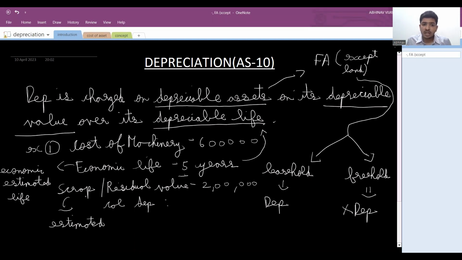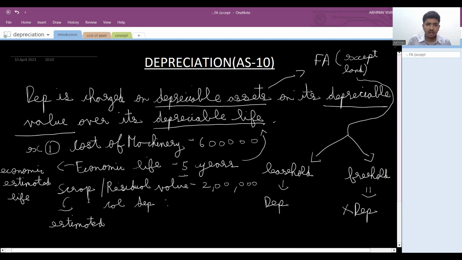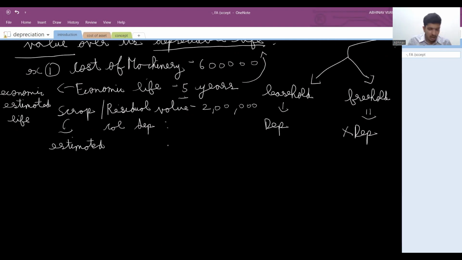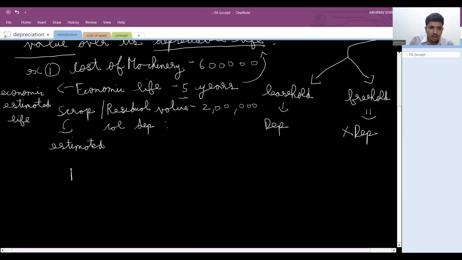So after you estimate it, you think that okay, we are assuming we'll get 2 lakh when we sell it to the scrap dealer, and it will last for 5 years. And the asset is for 6 lakh. That's how every asset is purchased. At the time of purchase, these two are decided. Now, what is depreciable value? Wait, I'll give you the proper definition and formula for depreciable value.